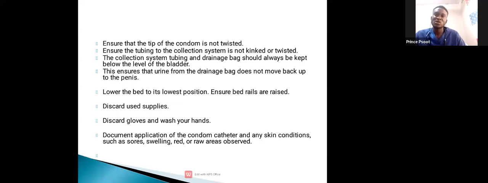And you can lower the bed to its lowest position and ensure bed rails are raised. And you discard used supplies, discard gloves and wash your hands. Then you document application of the condom catheter and any skin conditions such as sores, swelling, redness, or raw areas observed.